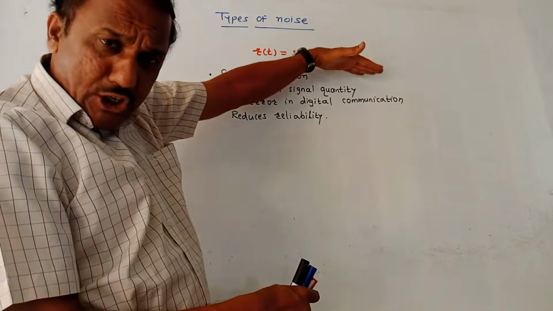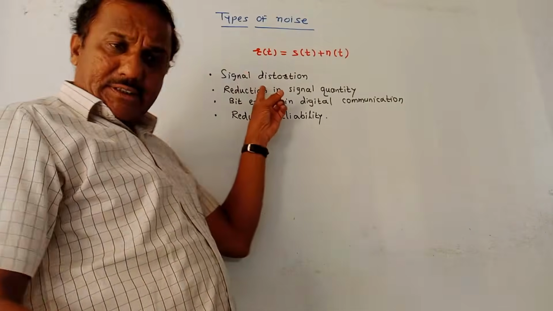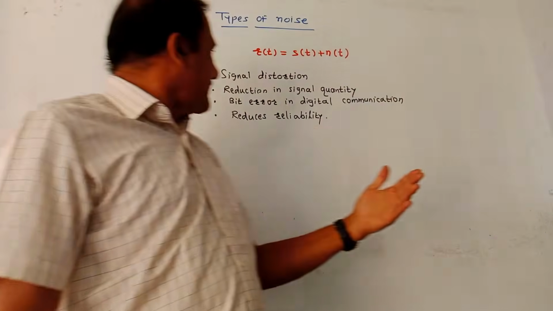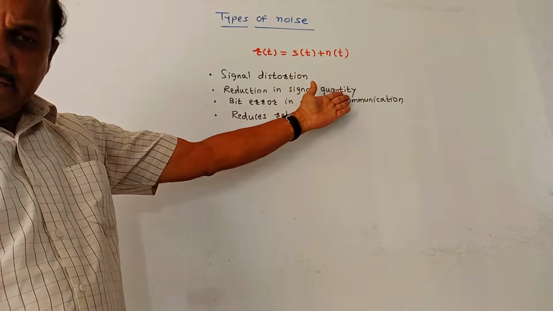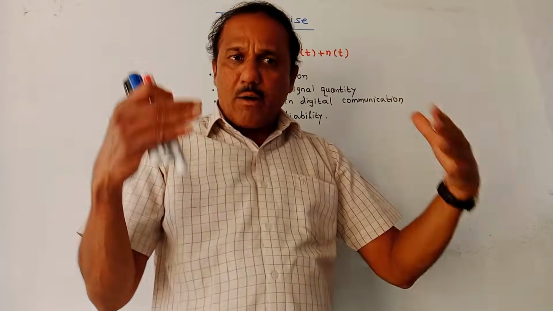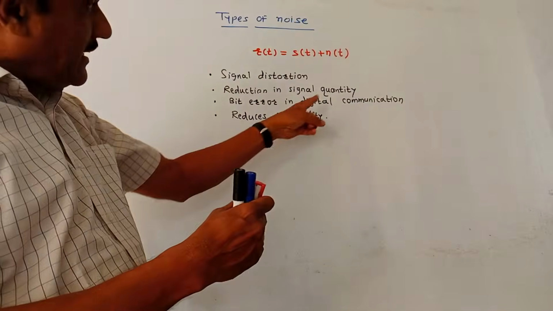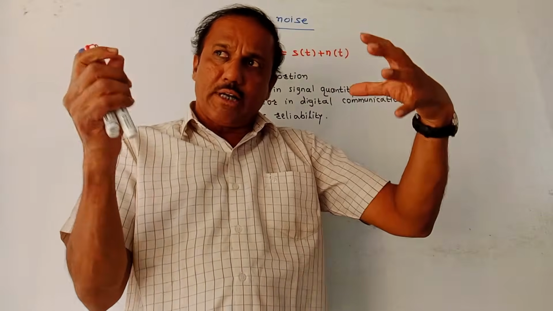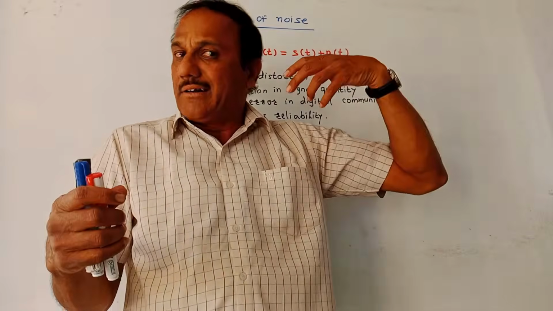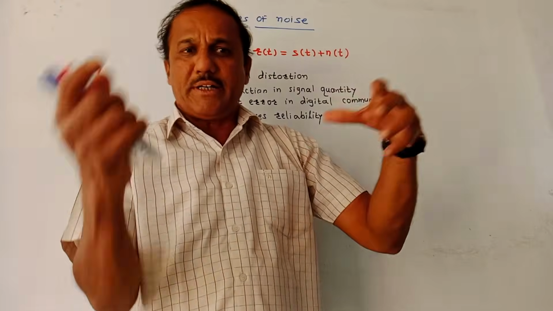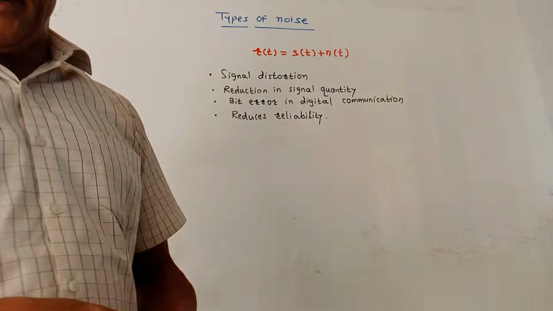Now, due to the addition of this noise, it causes several effects as far as the signals are concerned. First, signal distortion takes place. Next, the quality of the signal gets reduced. Then if we are talking about digital communication in which we are transmitting logic 0 and 1, bit error may take place. Bit error means if you are transmitting 1 and due to noise the bit may get changed to 0, so it will be interpreted as 0 even if you have transmitted 1 from the transmitter side. Then it reduces the reliability.